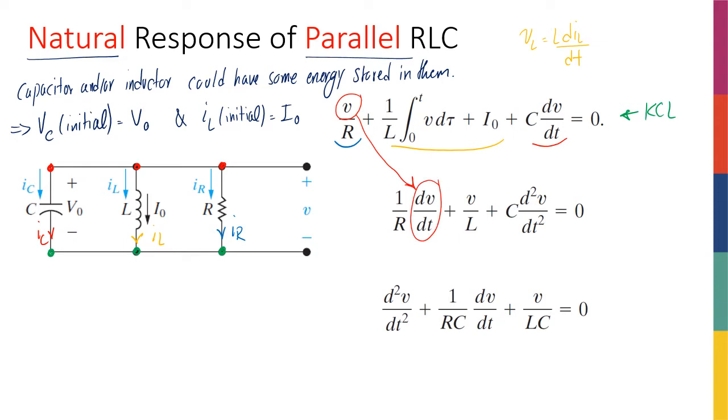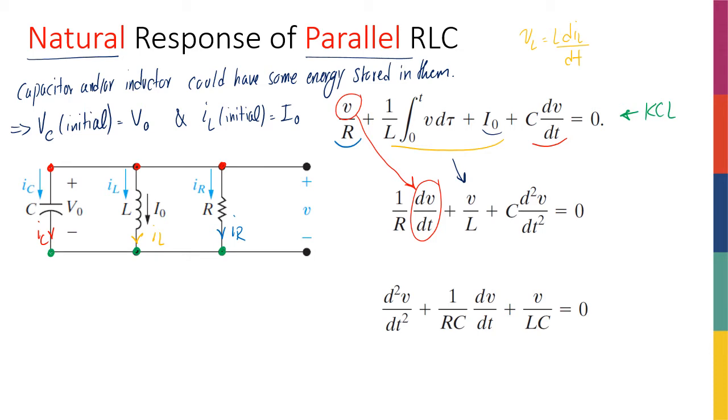And I get the 1 over R still there. The integral is going to go away because the derivative of an integral, well, they cancel each other. So I'm going to get the v and then the 1 over L. So that's coming from there. The derivative of I naught, which is basically a constant initial current of the inductor, is just going to be 0. It's a constant, so its derivative with respect to time is going to be 0.